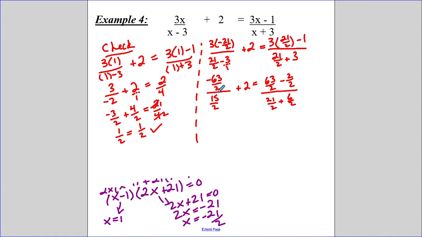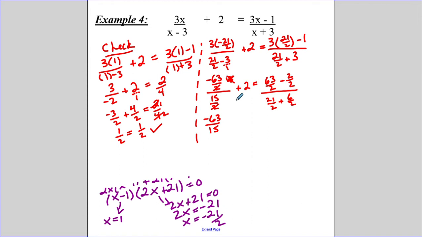So now think of this like a division. Minus 63 over 2 divided by 15 over 2. What do you do when you divide fractions? You flip the second term and multiply. So hopefully you can see that the 2's are going to cancel, and I'm going to be left with minus 63 over 15. Write this out on paper if you're not sure, and again, I encourage you to write this out with a division symbol and actually flip it and multiply them out. Just see if you get to this point.